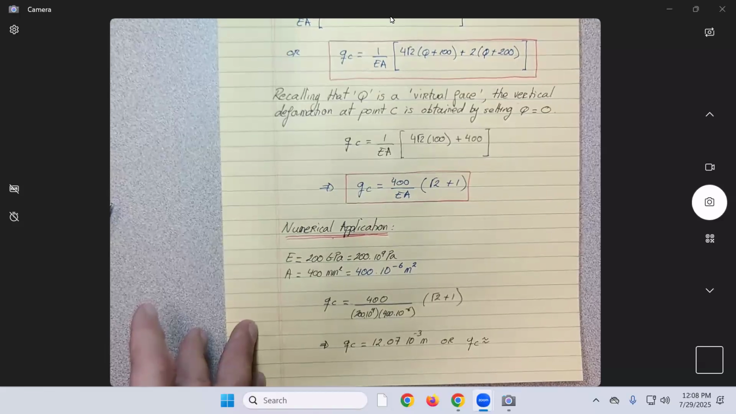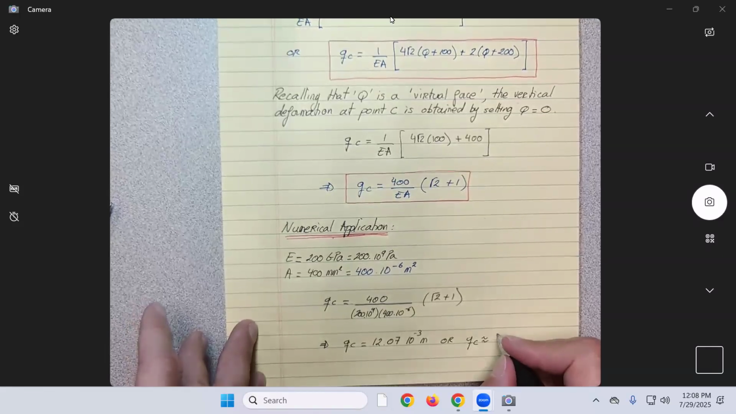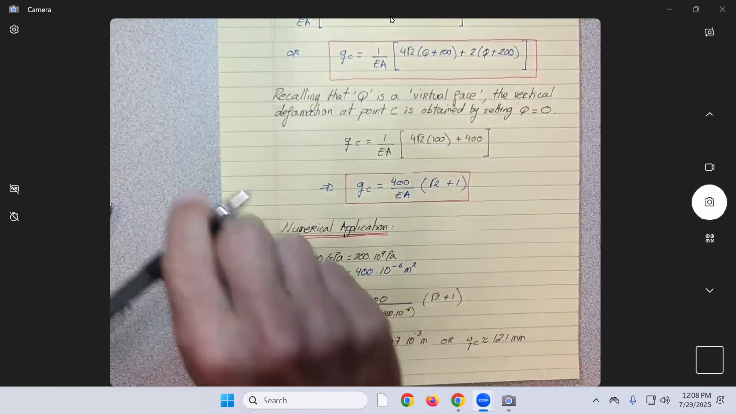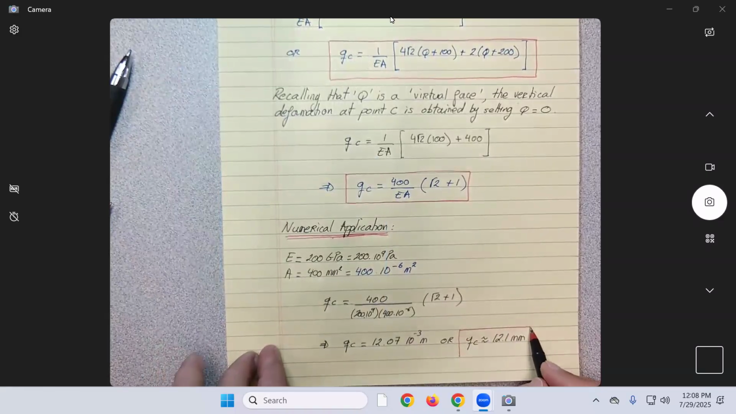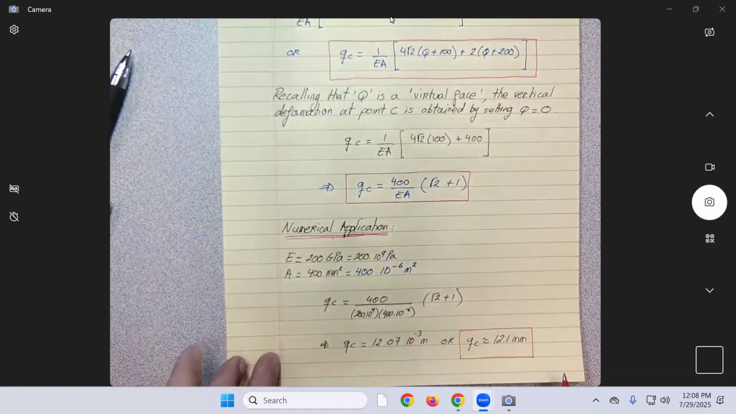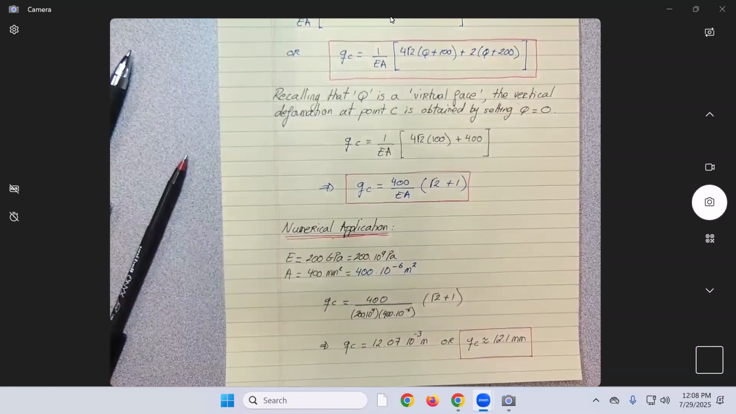Or we could say that Q sub C would be approximately 12.1 millimeters.